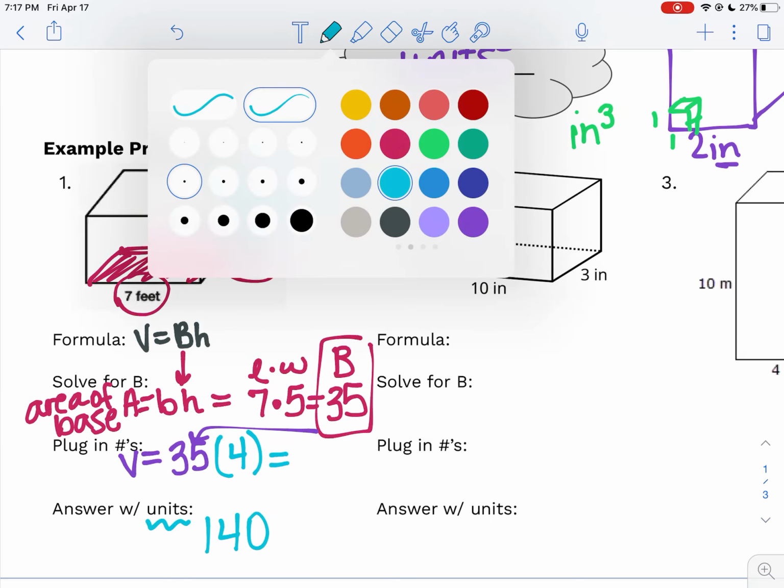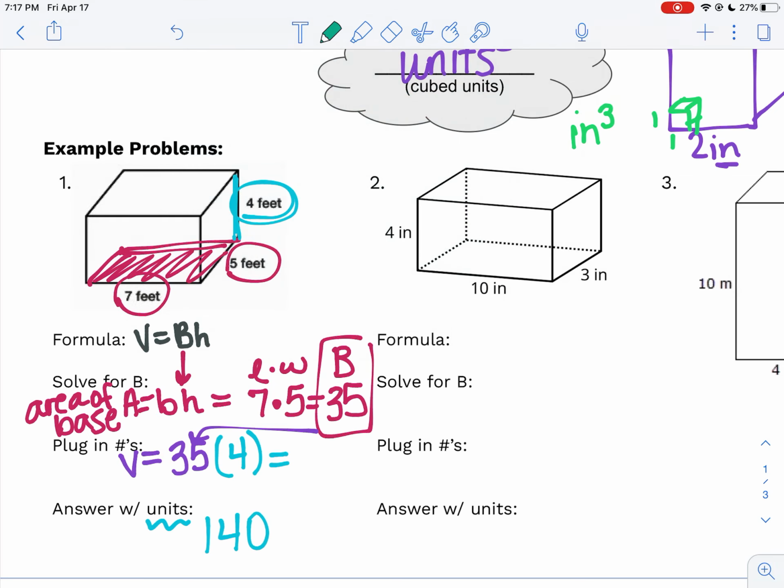So go back up and look to see what the measurements are in. Feet, feet, and feet. So our answer will have feet. And then we're talking about volume. We did 3 dimensions times each other. So 3-dimensional volume gets a cubed on the end. Okay, now I want you to try number 2 on your own and then check your work.